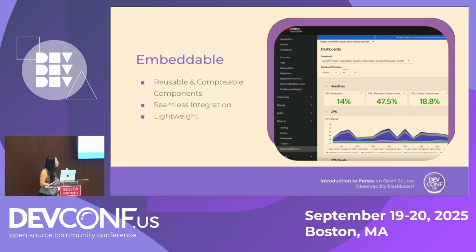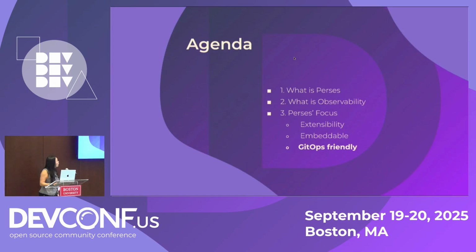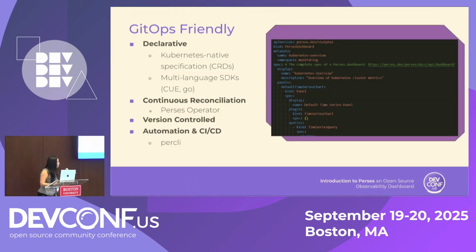And then I'll change the slide again. The last focus of Perses is being GitOps friendly, which is the core differentiator of it and Grafana. This was one of the biggest pain points that the original founder wanted to address. Being GitOps friendly means a system or tool can be easily integrated into a GitOps workflow, which is an operational framework that uses Git as a single source of truth for declarative infrastructure or applications.